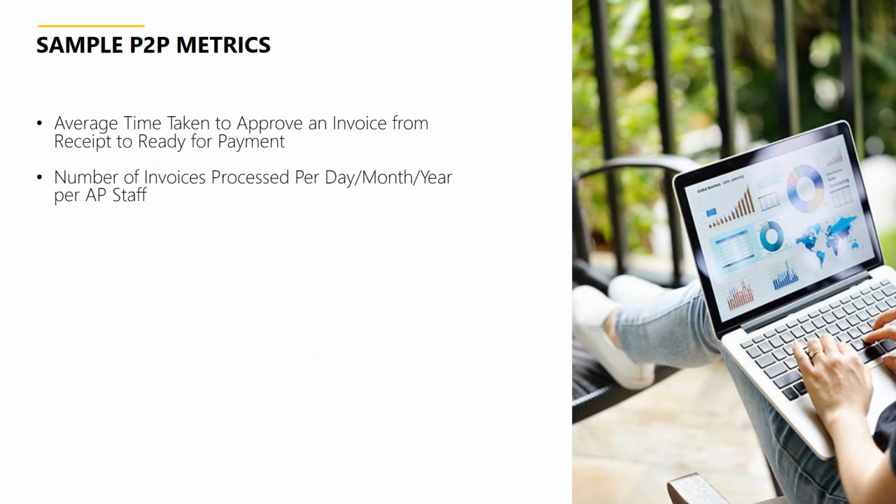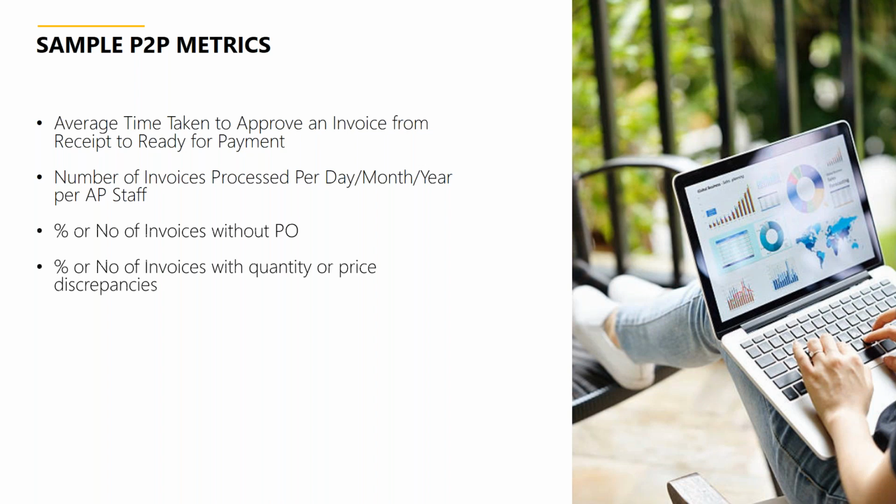So we've just seen a number of possible KPIs that an organisation may utilise to measure its own AP functions and also compare it to its competitors. To highlight these, we've broken them down into 7 easy points. We suggest that these are KPIs that you should seriously consider. The average time taken to approve an invoice from receipt to ready to payment. The number of invoices processed per day, per month, per year. And as I say, the magic number for us is 225 working days in a year.